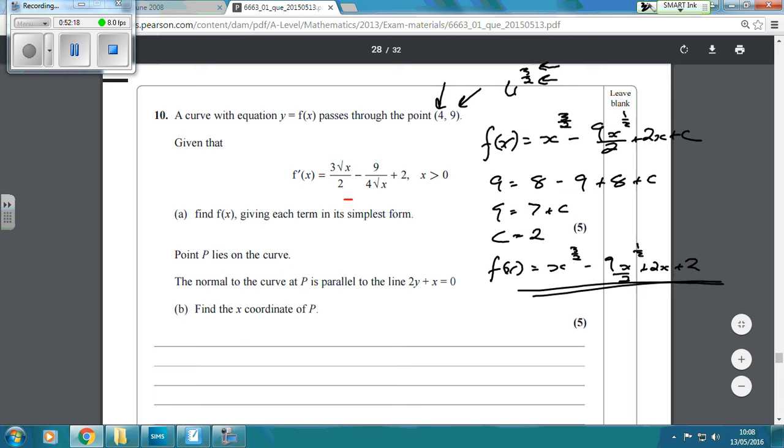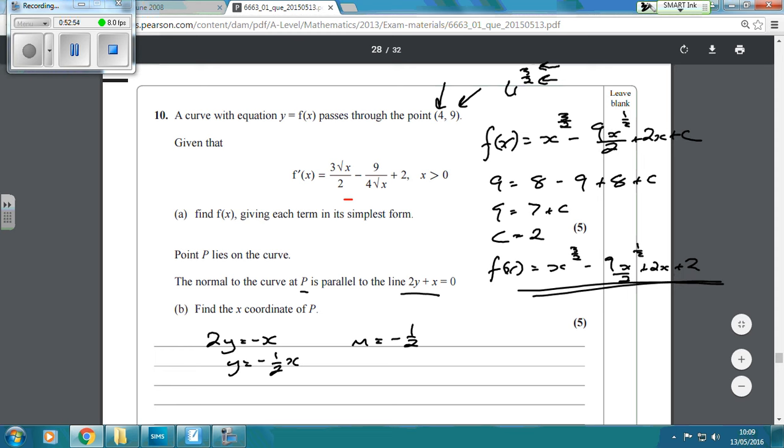Hooray. Now the final 5 marks. Point P lies on the curve. Now the normal to P is parallel to this here. So again, if it says that it's parallel to that line, we're going to get a mark for working out what the gradient of this line is. So 2y equals minus x, y equals minus a half x. So therefore the gradient of the normal is going to be minus a half.